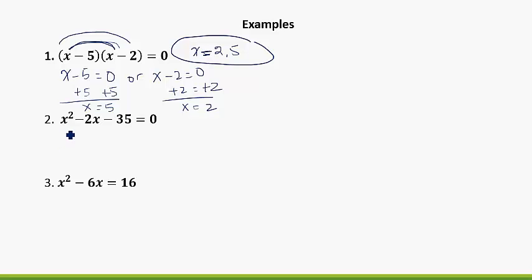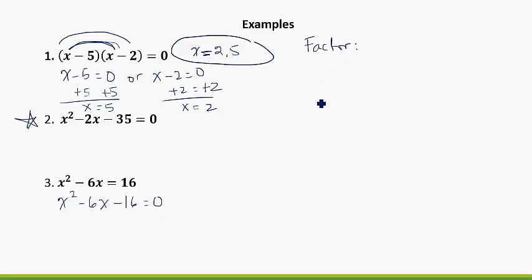Alright, in this second problem, actually I'm going to hold off on that one. I'm going to go here. I'm going to let you do this one for practice. Here, when we have x squared minus 6x equals 16, remember your first step, whether you use factoring or the quadratic formula, is to set this equal to 0. So I'm going to subtract 16 from both sides, giving me 0. And then I'm going to solve this both ways.